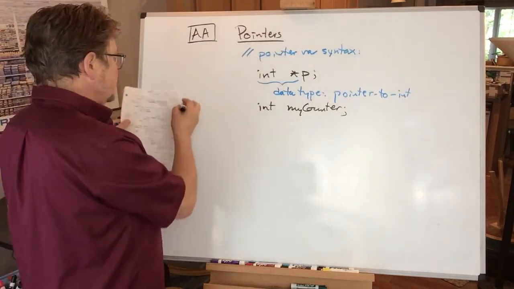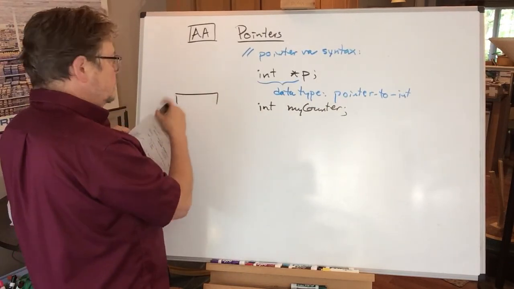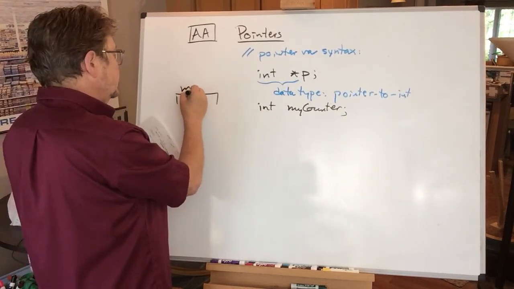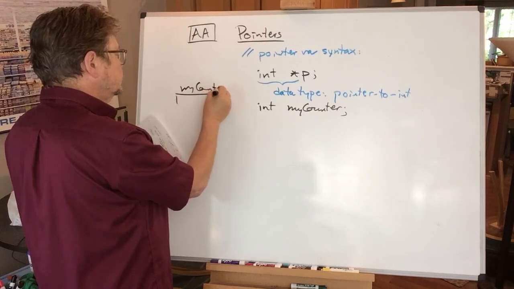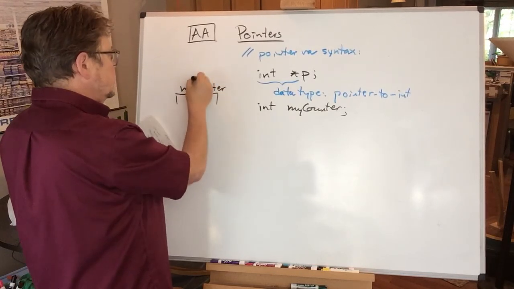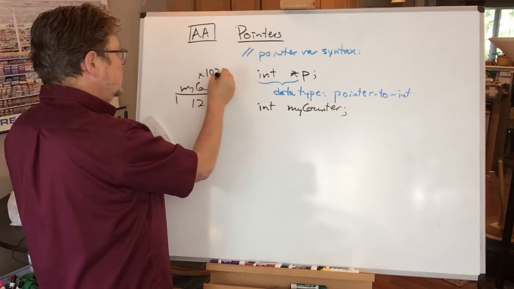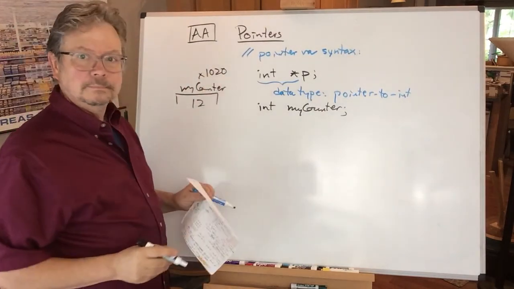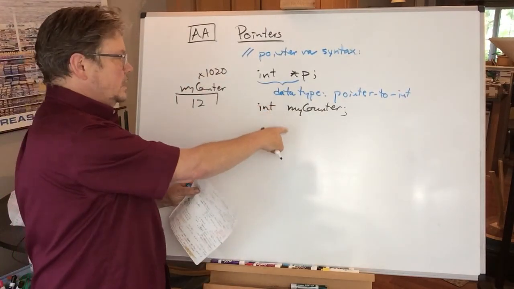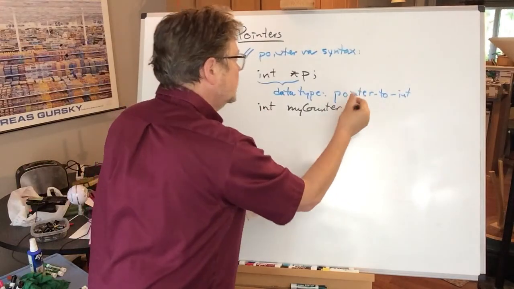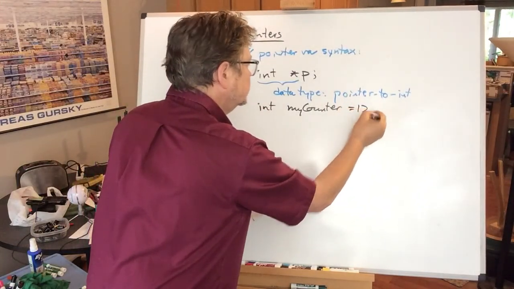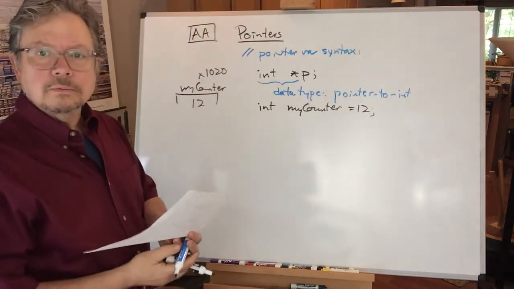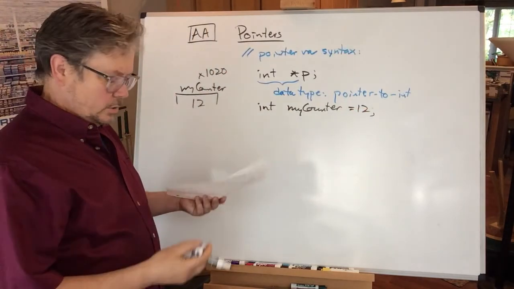And you know what? I'll stick with the picture I had. I shouldn't have erased it, but I don't have much room. My counter had value 12, I believe, and lived in hexadecimal 1020 or 2010, something like that. So here's variable my counter. I'll go ahead and set it to 12. Why not? There. I can initialize that to 12 for what it's worth.